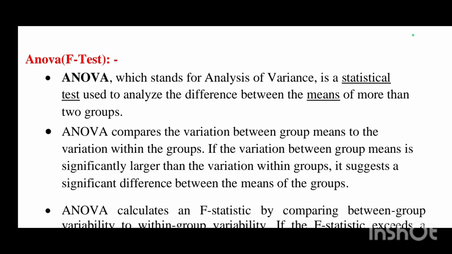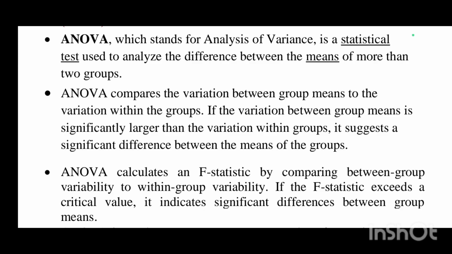So here you can see the analysis of variance is used to compare more than two means at a time. ANOVA compares the variation between group means to the variation within the groups. If the variation between the group means is significantly larger than the variation within groups, it suggests a significant difference between the means of groups.